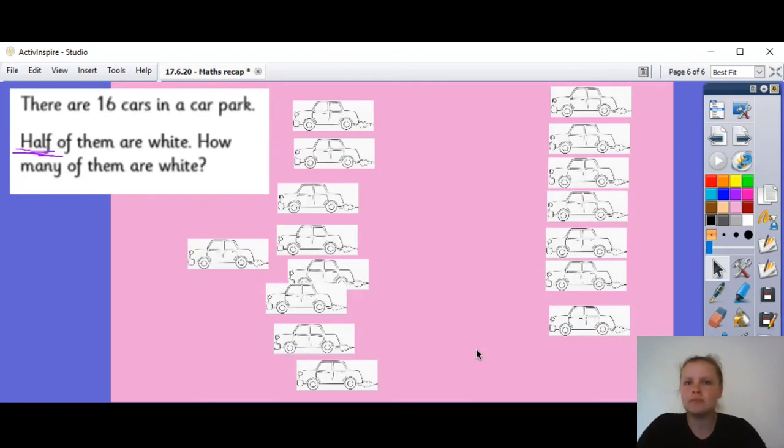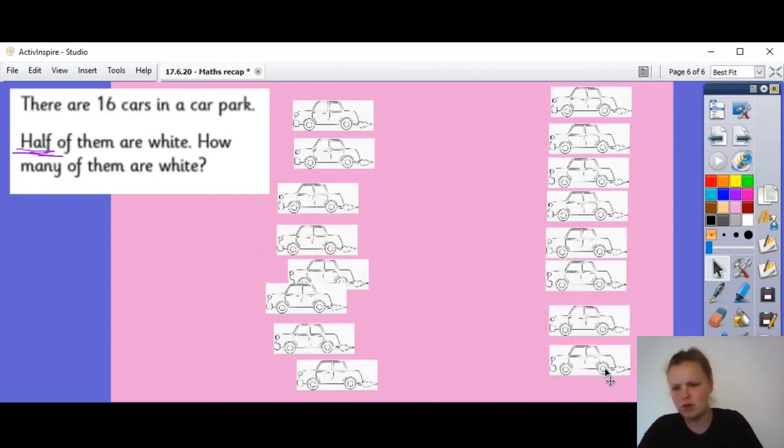Okay, so I've split them in half, so I've got 2 groups now. Are my groups equal? Have I done this correct? Remember, half means 2 equal groups. Now, I've got 2 groups, but are they equal? Do I have the same amount of cars on each side? I don't, do I? Okay, so I need to make these groups equal. So instead of moving them all around, I'm just going to move some over to this side. I've moved 1 over. Let's count them now. So I've got 1, 2, 3, 4, 5, 6, 7, 8 on this side. And I've got 1, 2, 3, 4, 5, 6, 7, 8. So now I've got 2 equal groups of 8.